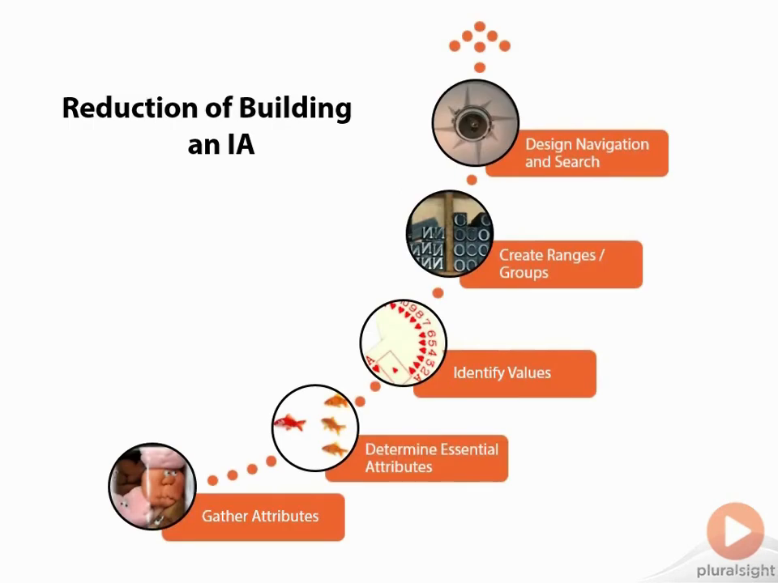So, all right, if you're just going to try and do this quickly, what are you going to do? You're going to gather the attributes, determine which of them are essential. Then you're going to identify the values that are in it, create your ranges and groups, and then you're going to design your navigation and search. So it's a flow that takes you up through some very low-level stuff, but gets you into higher and higher levels of organization.